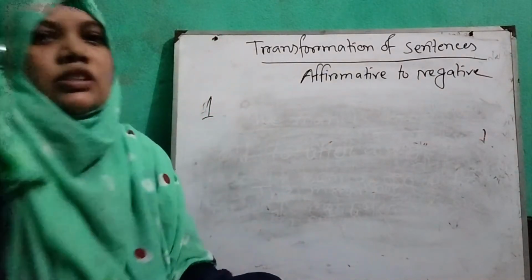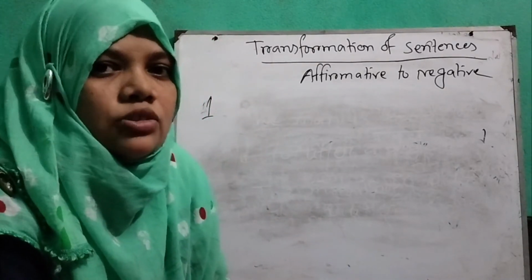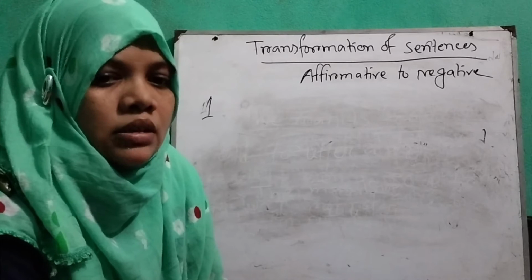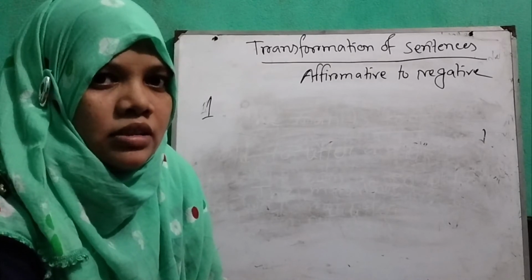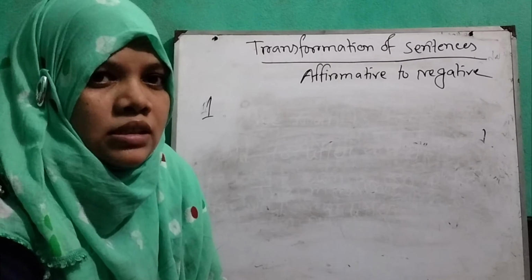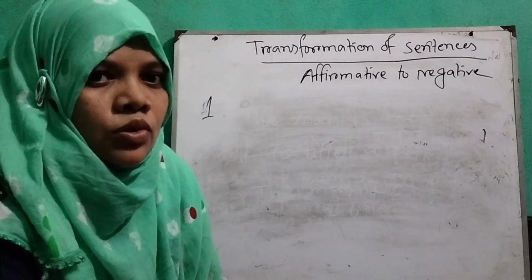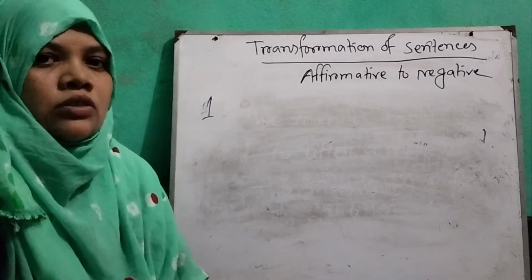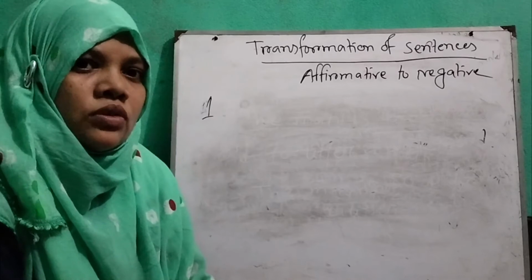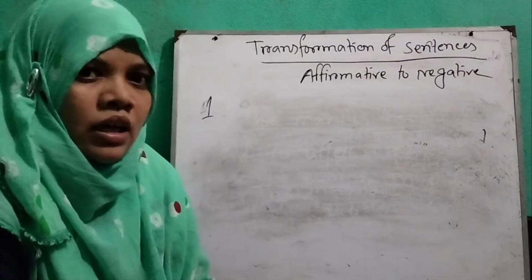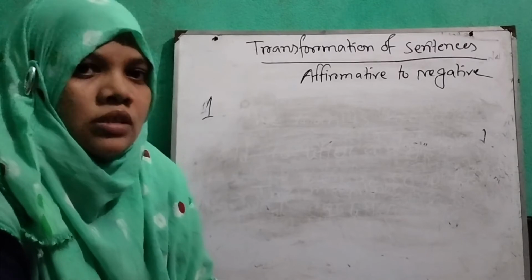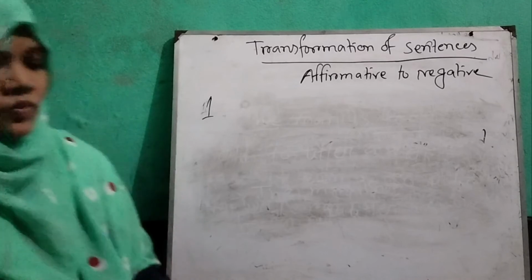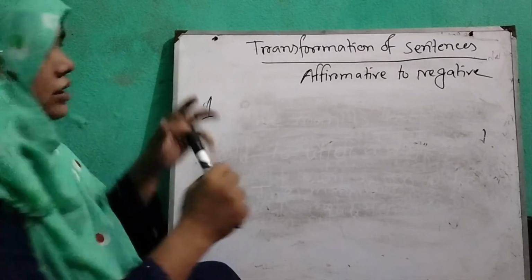So students, we have learned today two rules of transformation of sentences from affirmative to negative, and I am writing some sentences for your practice at home. So when I write on the board, you have to write it on your khata, okay, and you have to practice the sentences from affirmative to negative at home. Okay, I'm writing some sentences.